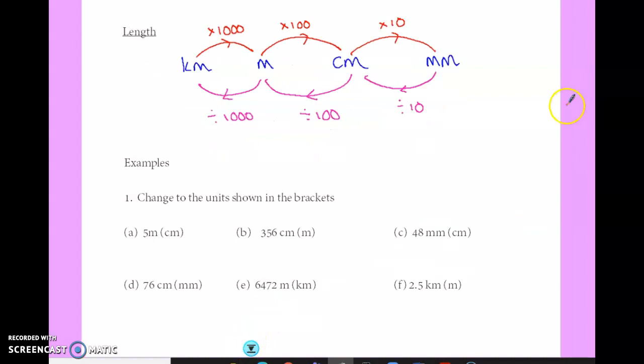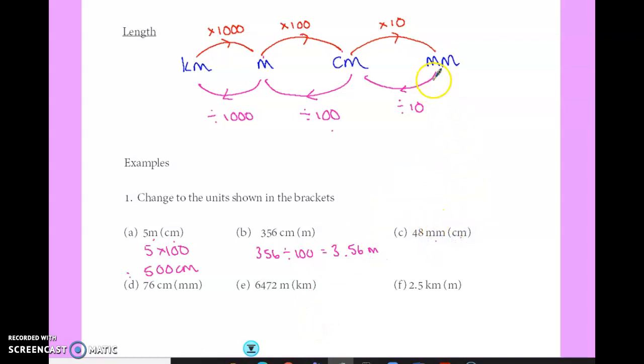So we're going to change the following into the units shown in brackets. We'll start with 5 metres. So we're going from metres to centimetres. To go from metres to centimetres, going this way, so we're timesing by 100. So doing 5 times 100, which is 500 centimetres. B, we're going from centimetres to metres, so this time we are dividing by 100. 356 divided by 100 is 3.56 metres.